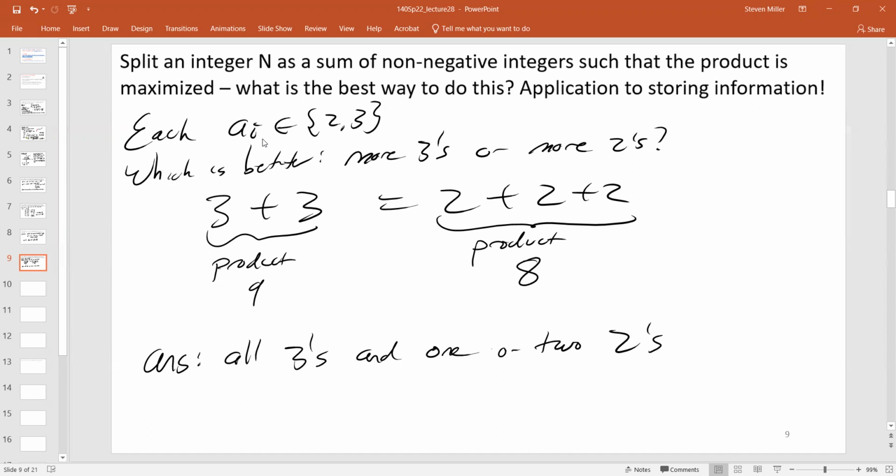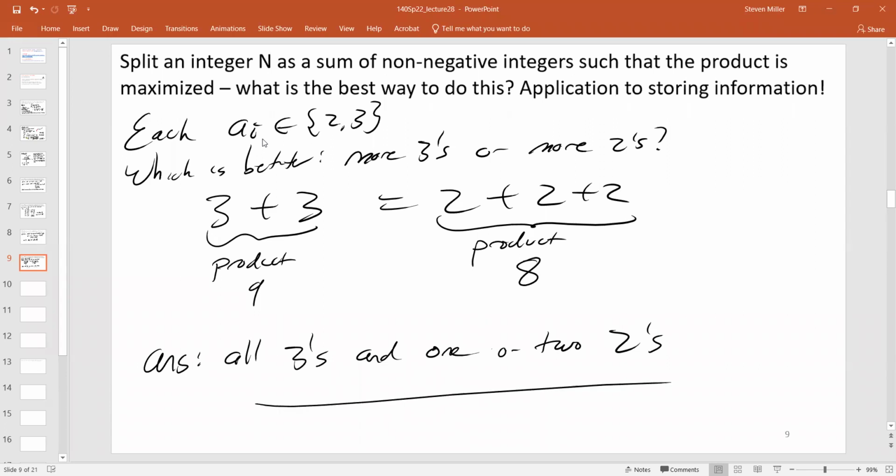Yes, because we know that we only need to use twos and threes. And every time we have three twos, we can replace the three twos with two threes. It doesn't change the sum, but increases the product. Right. Any questions so far?